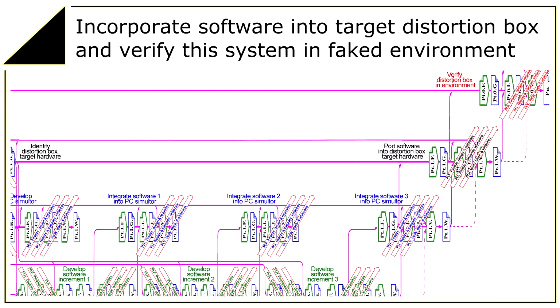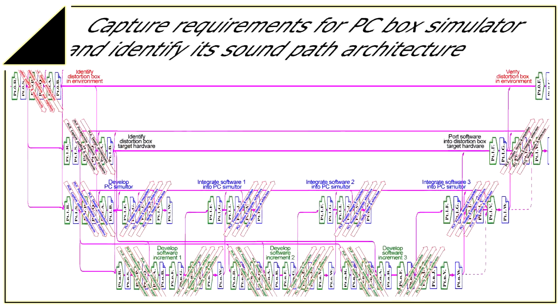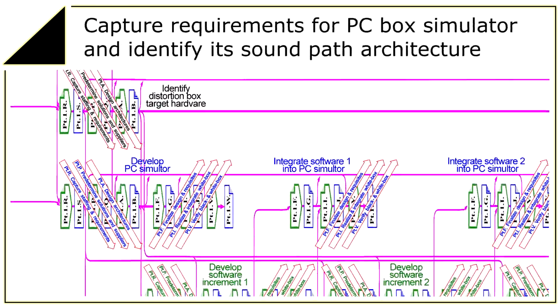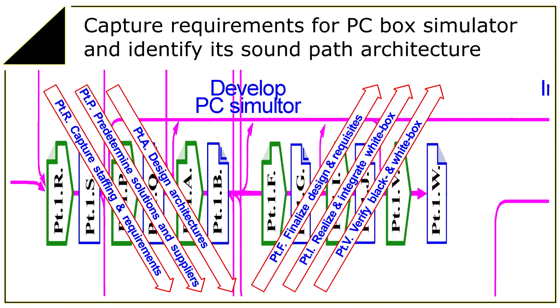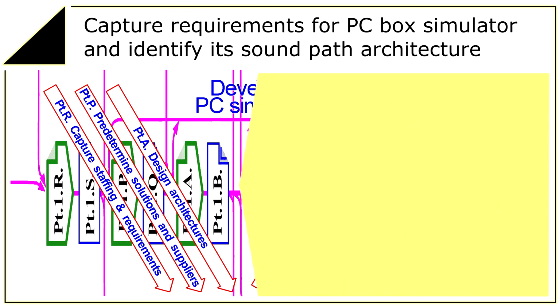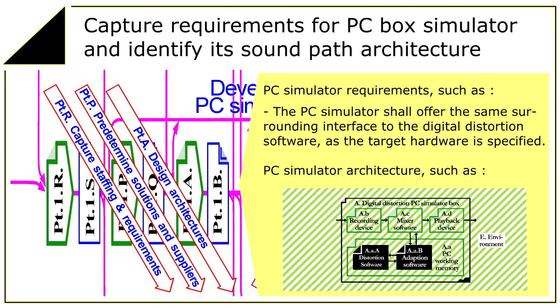Now, let's move down again to the left leg of the PC Simulator nesting level. At this level, the requirements for the PC Simulator are captured, solution proposals are made, and PC architectures are described. In the figure is shown an example of a requirement, and there is an architecture example of the sound path of a PC.